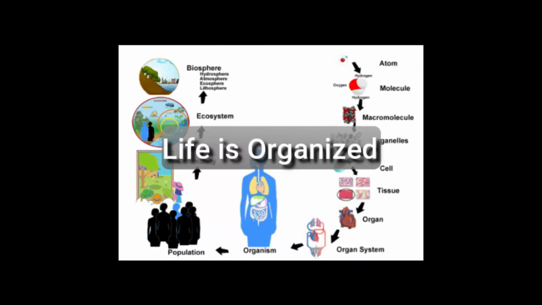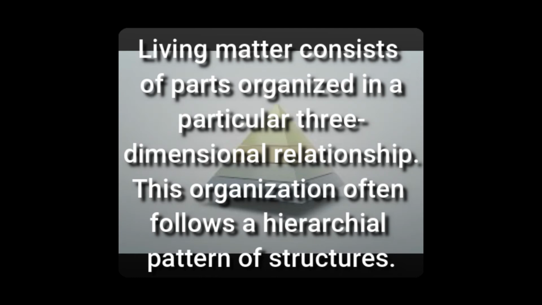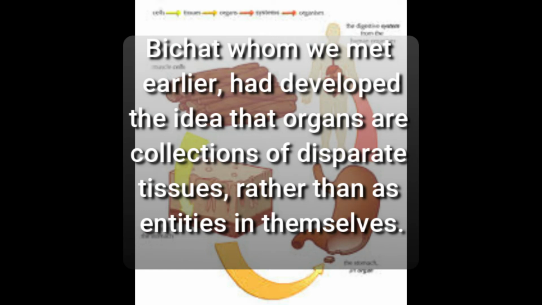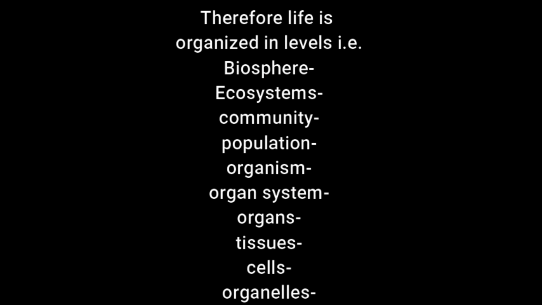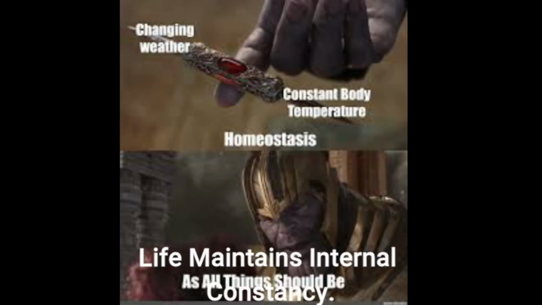Let's first talk about how life is organized. Living matter consists of parts organized in a particular 3-dimensional relationship. This organization often follows a hierarchical pattern of structures. Bichat, whom we had met earlier, had developed the idea that organs are collections of disparate tissues rather than entities in themselves. Therefore, life is organized in levels, that is, biosphere, ecosystems, community, population, organism, organ system, organs, tissues, cells, organelles.